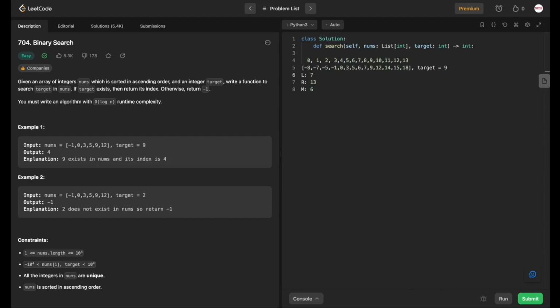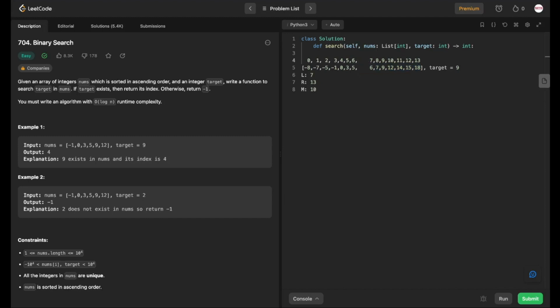Now our left pointer points at the 7th index and our right pointer still points at the 13th index. This means that we're searching this portion of the array for our target value. And since our left pointer is less than or equal to our right pointer, we can continue looking for our target value in the right portion of the array. Let's recalculate our mid pointer. 7 plus 13 is 20, and dividing it by 2 gives us 10.